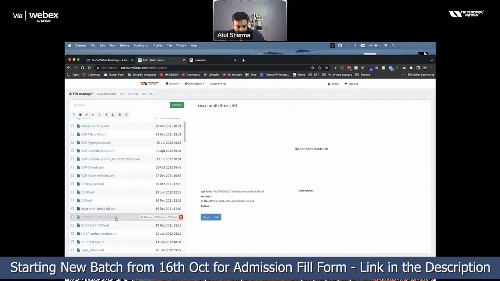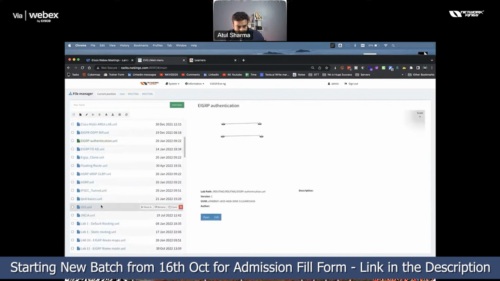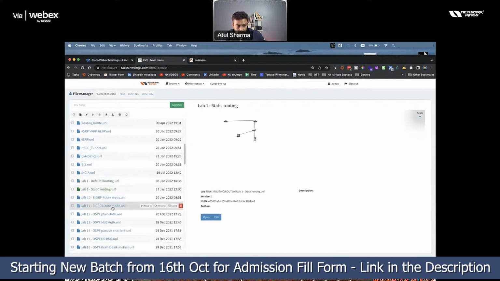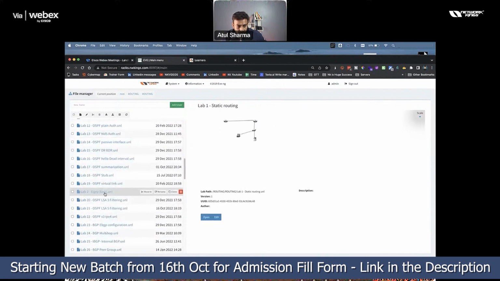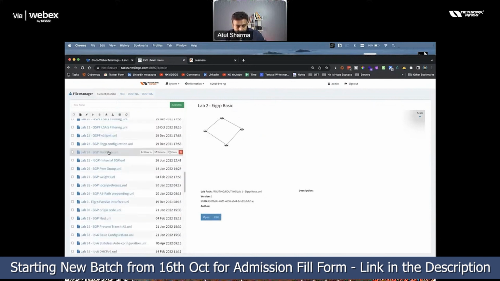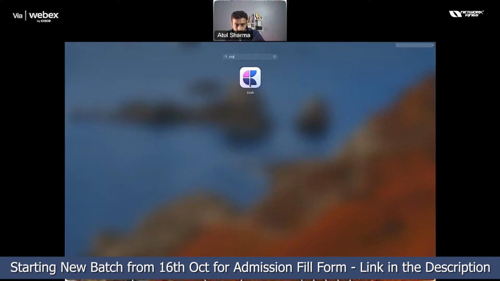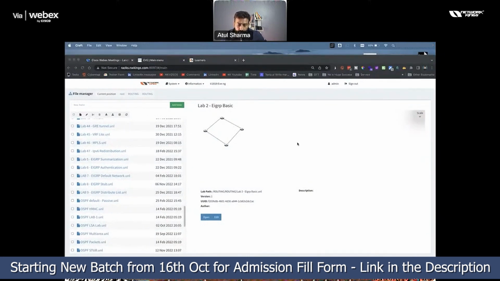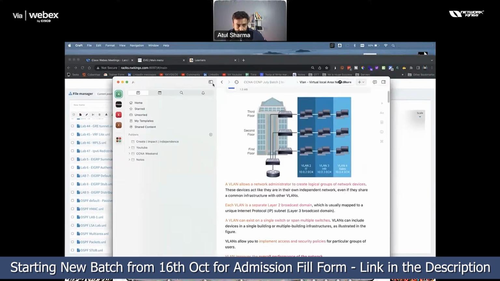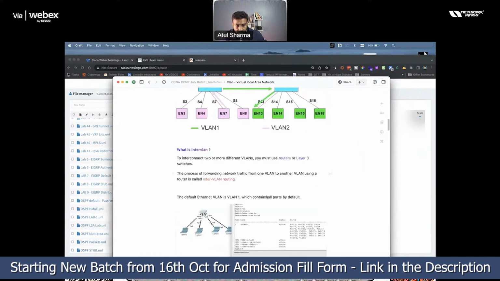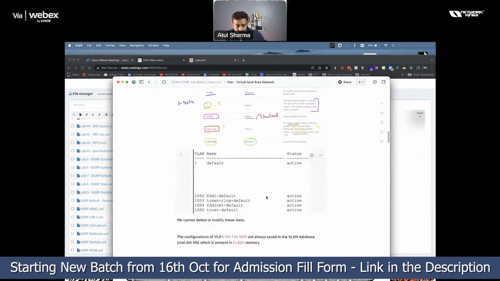Okay, like Cisco multi-area lab, or EIGRP lab, or IPv6 basic lab, default routing lab, static routing lab, EIGRP lab. So we will start from the very beginning and go to the advanced level. You can see lab 22, 25, 26, 27, and we will be giving you two guides, one for CCNA also. You can start preparing for your theory, and also all the configurations what we do, we will give you all the commands also.